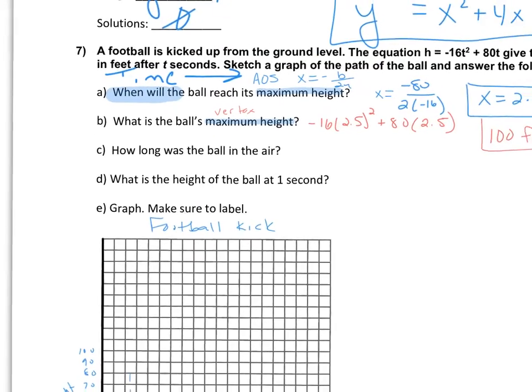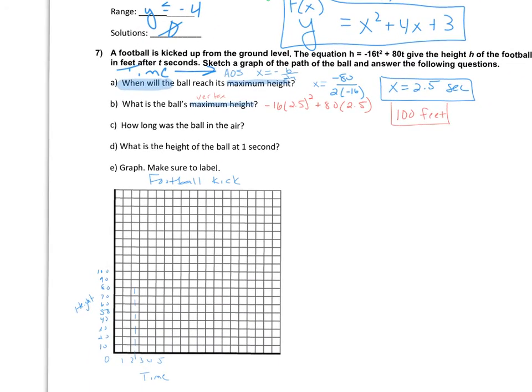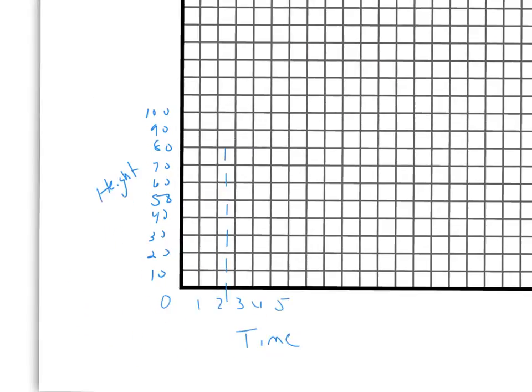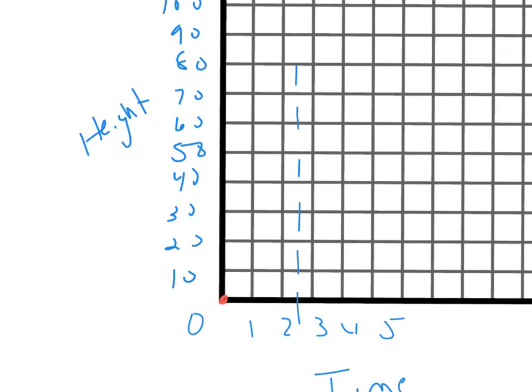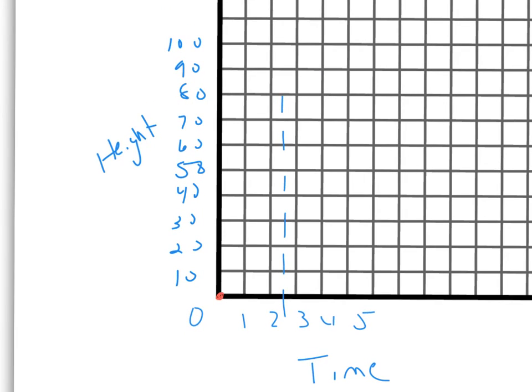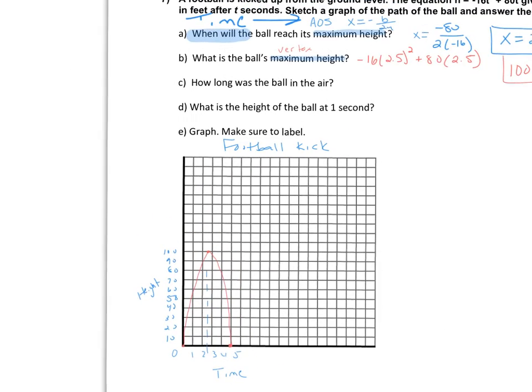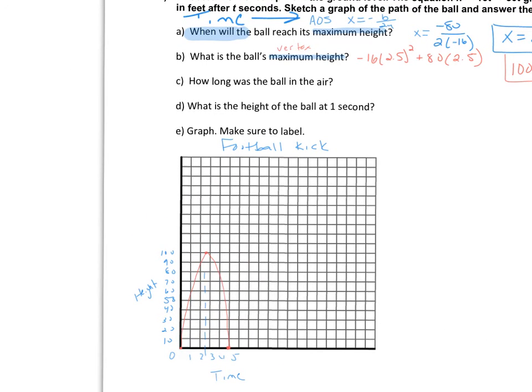Now, how long was the ball in the air? If there's no C value, your starting height was 0. Usually we're kicking the ball from ground level, so this would be ground level, 0. Your axis of symmetry just peaked at 100, so it went up and then comes right back down the same on the other side. So the ball was in the air for a total of 5 seconds.